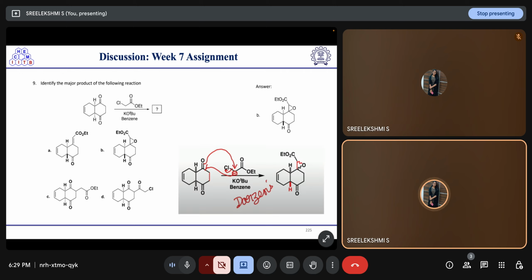So here what is happening? First, potassium tert-butoxide will abstract a proton from this center. This will attack over here and then this will attack over this one and this will leave to form this epoxide. So the correct answer is option B.